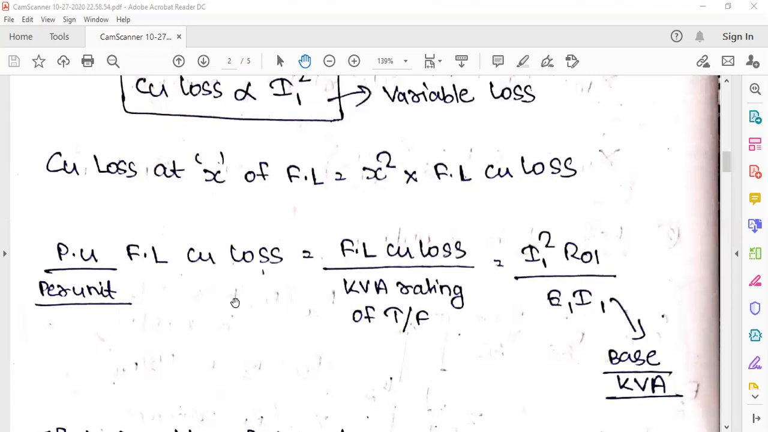That is, actual value means 500 kVA. So the per unit value will be actual value by base value, which will be a very small value, like 0.1, 0.3, 0.4, some value. That makes the calculation very easy.